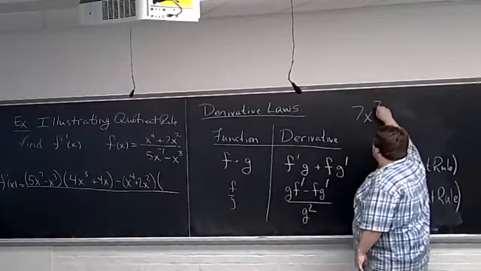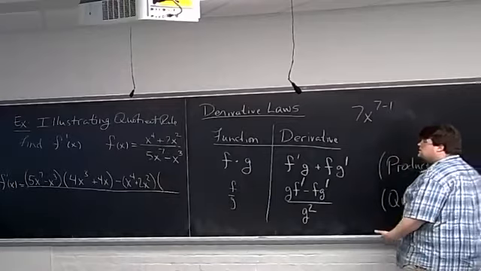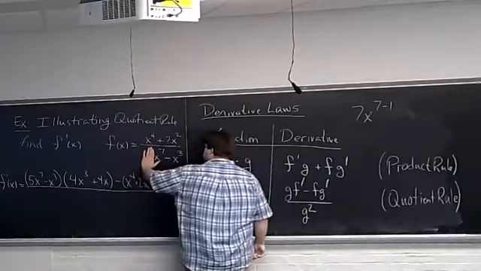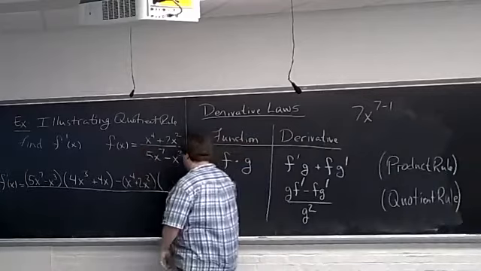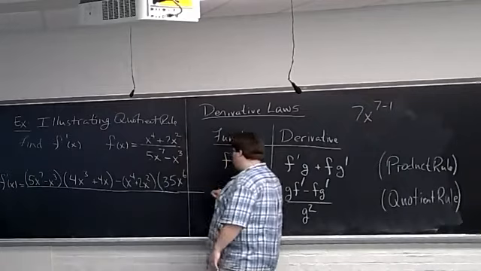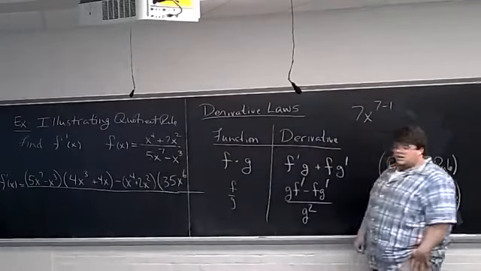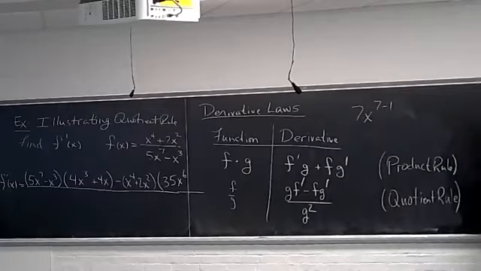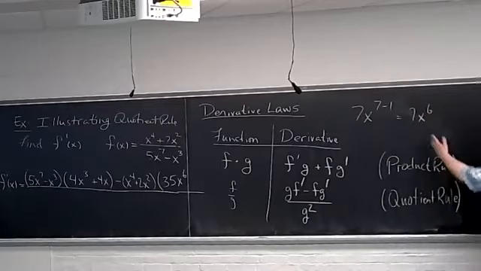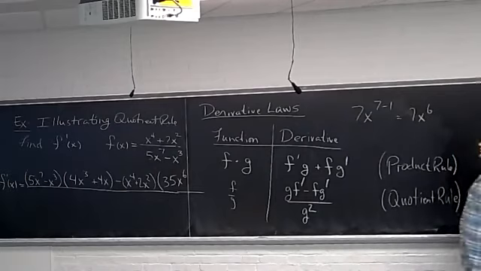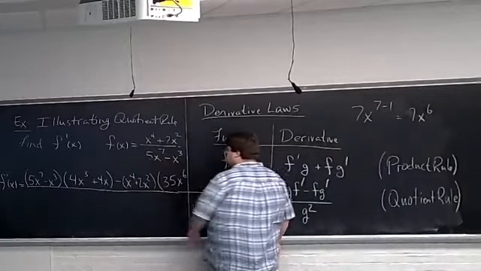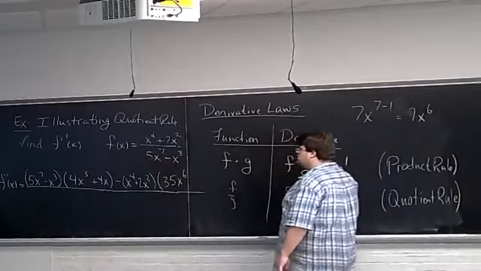7x, 7 minus 1. 7 minus 1 is 6. So we have 7x to the 6th times a 5, or sorry, 7x to the 6th times 5. The 5 and the 7 make a 35. Any questions about the first piece of the derivative of the bottom?